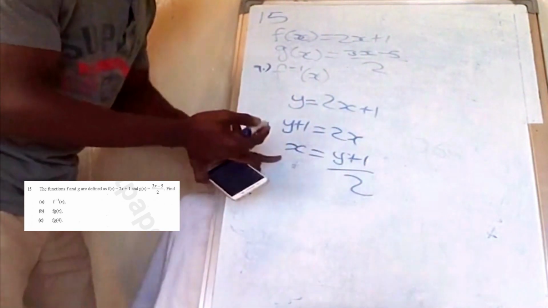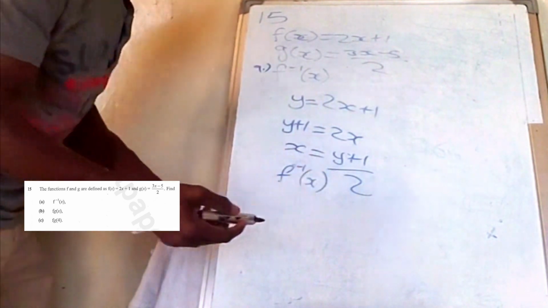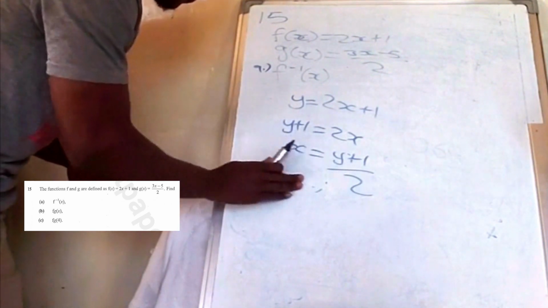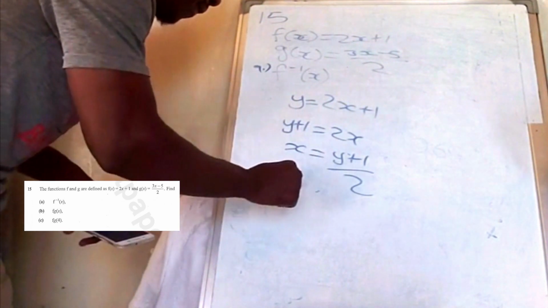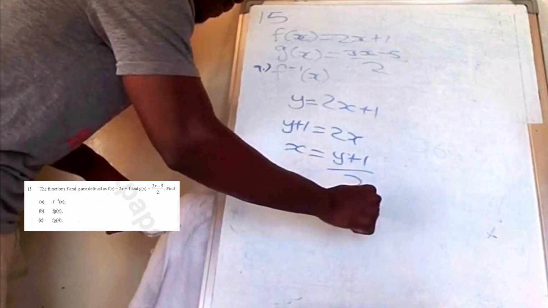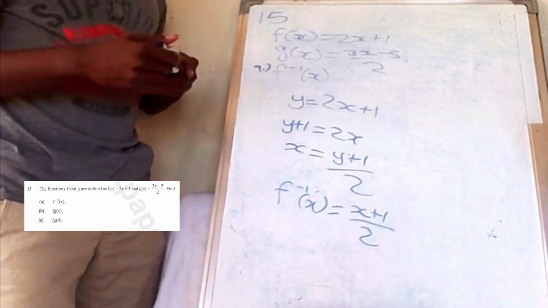And now we can replace the x with the f inverse of x, and replace the y with the x. We're going to have f inverse of x equals (x plus 1) over 2. And we found f inverse of x.